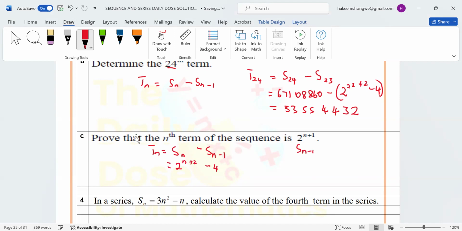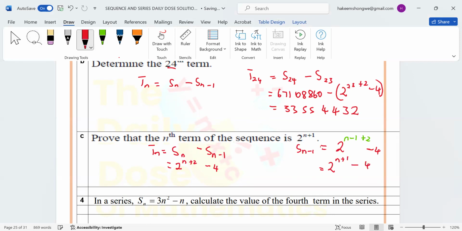This means everywhere you see n, you're not going to put n, but n minus 1. So it's going to be 2 to the power of, instead of n, n minus 1, plus 2, and then you still have your minus 4. Here you can see the like terms: minus 1 and 2. This is going to give us 2 to the power of n plus 1 minus 4.